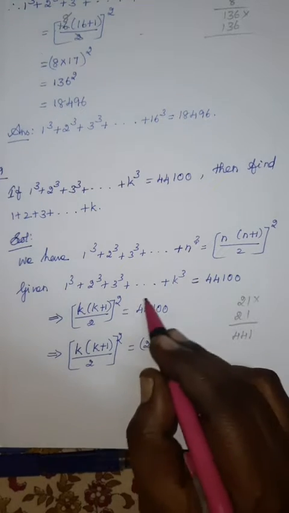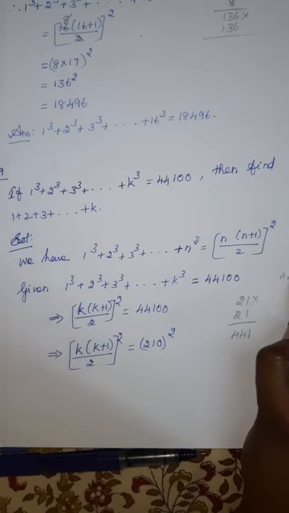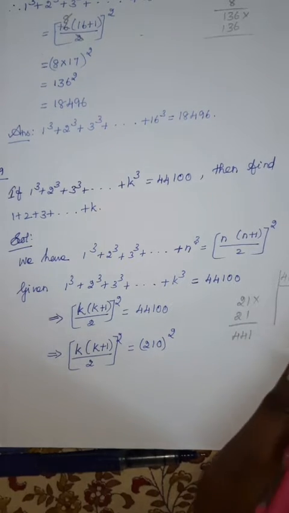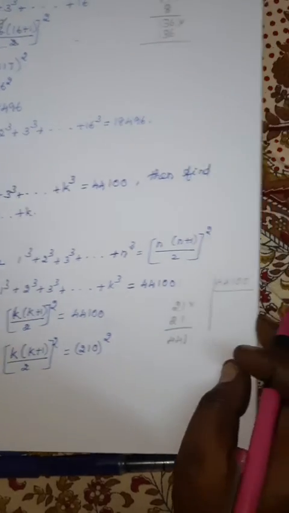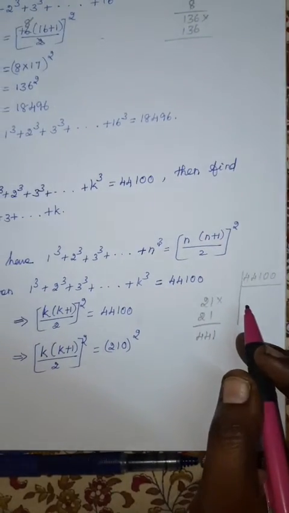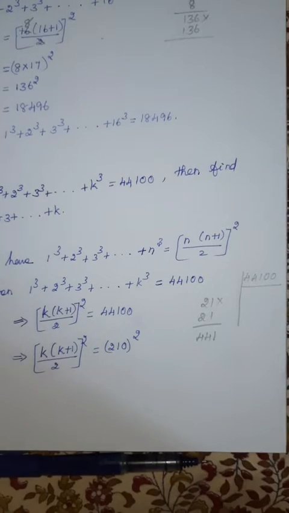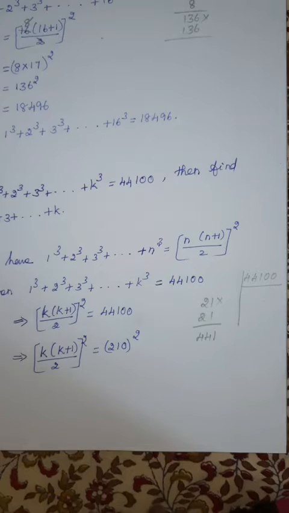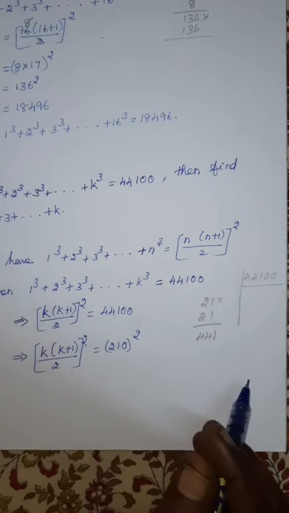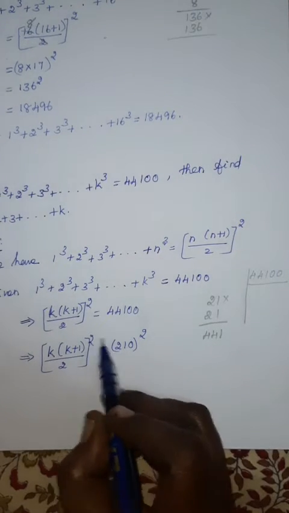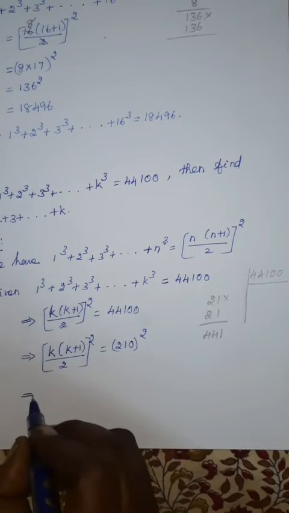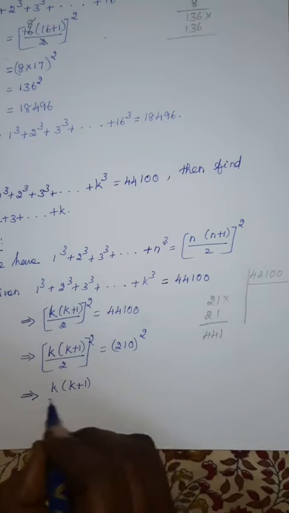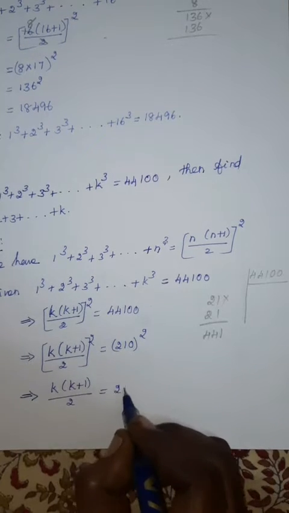If you have any doubt, you can factorize 44,100 using prime numbers. When you factorize, you can understand how the value comes. That way also you can find it. This is an easy method. Now you see the left side value and right side value are both equal with the same power, so we can say the bases are equal. So k into k plus 1 by 2 is equal to 210.